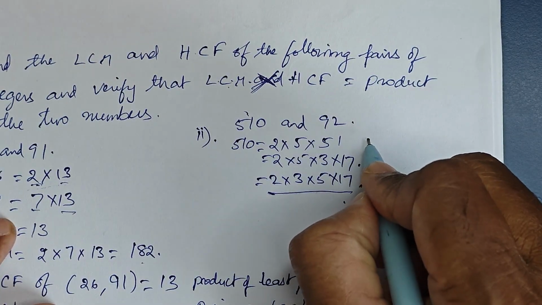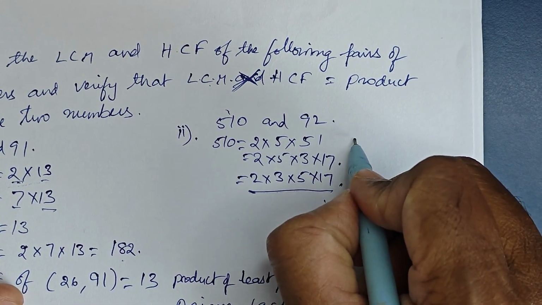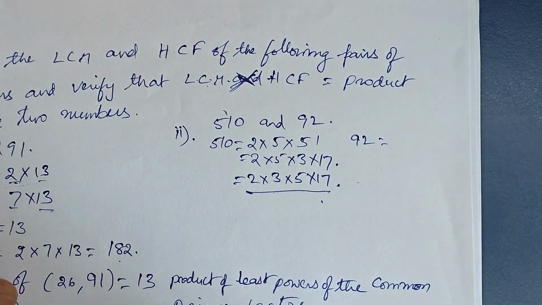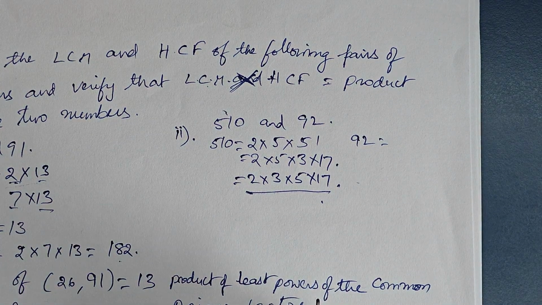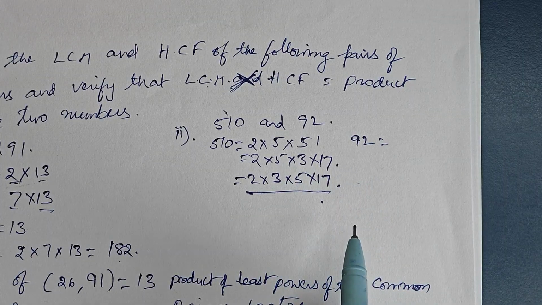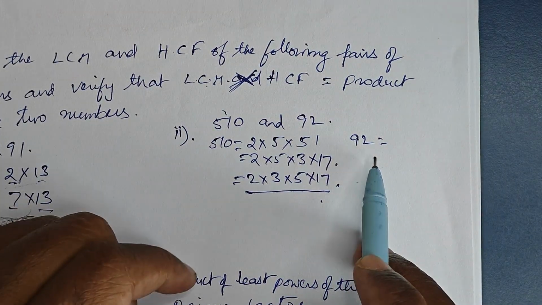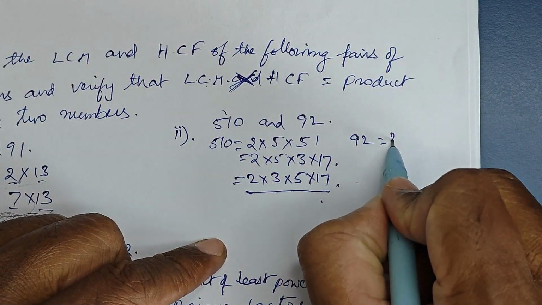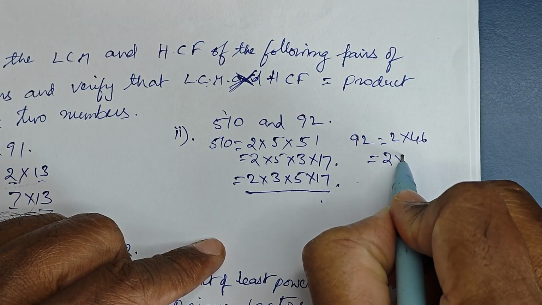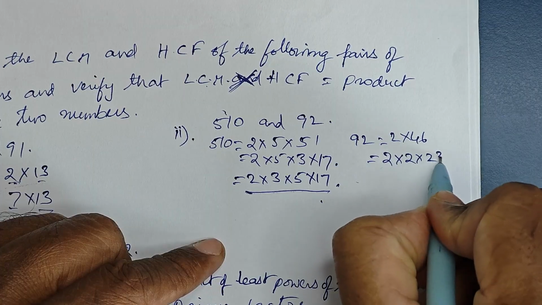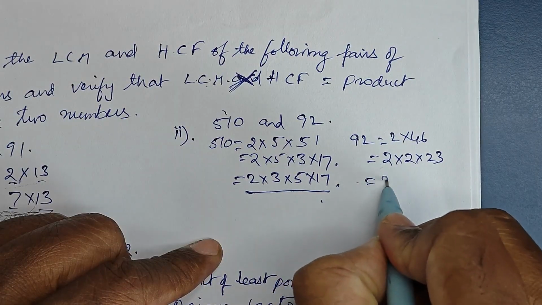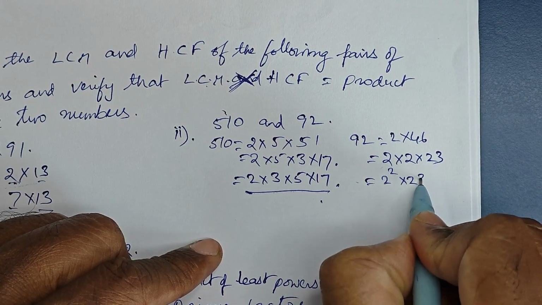For 92, how can we write it? For 92, I would say it is ending with 2, so definitely 2 will divide. If I divide, 2 into 46, right, and again 46 is divisible by 2, 2 into 23, correct? 23 is no longer divisible, so the prime factorization of this is 2 square into 23.